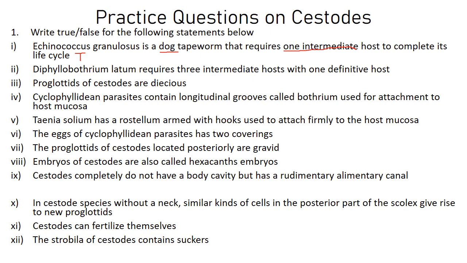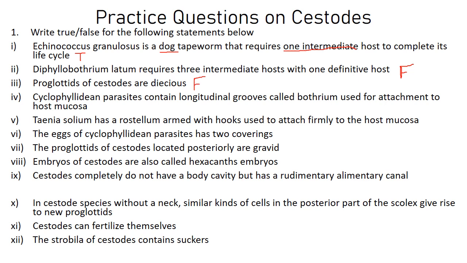Diphyllobothrium latum requires 3 intermediate hosts with one definitive host. This is false because Diphyllobothrium latum requires only 2 intermediate hosts with one definitive host. Proglottids of cestodes are dioecious. This is totally false because remember that cestodes are monoecious.